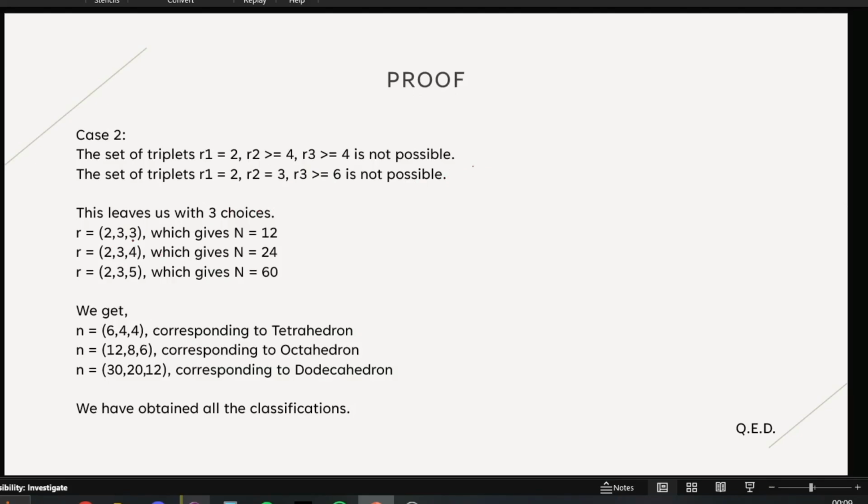So then we only have the remaining options, which are 2, 3, 3. This is R1, R2, R3. Same for the remaining two. So R1 is 2, R2 is 3, R3 is 3. If we consider that, we get n equal to 12. For the 2, 3, 4 combination, we get n equal to 24. For the 2, 3, 5 combination, we get n equal to 60.